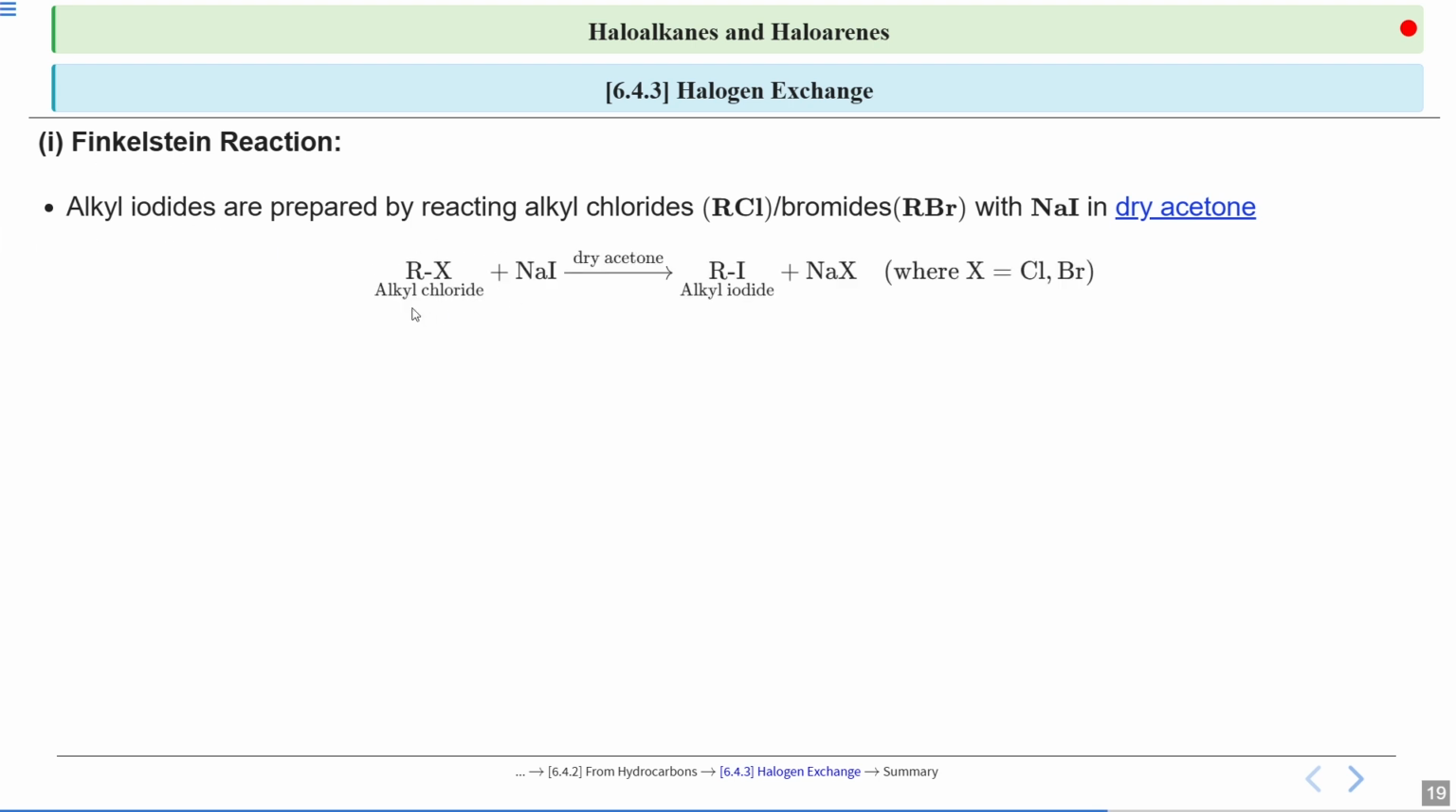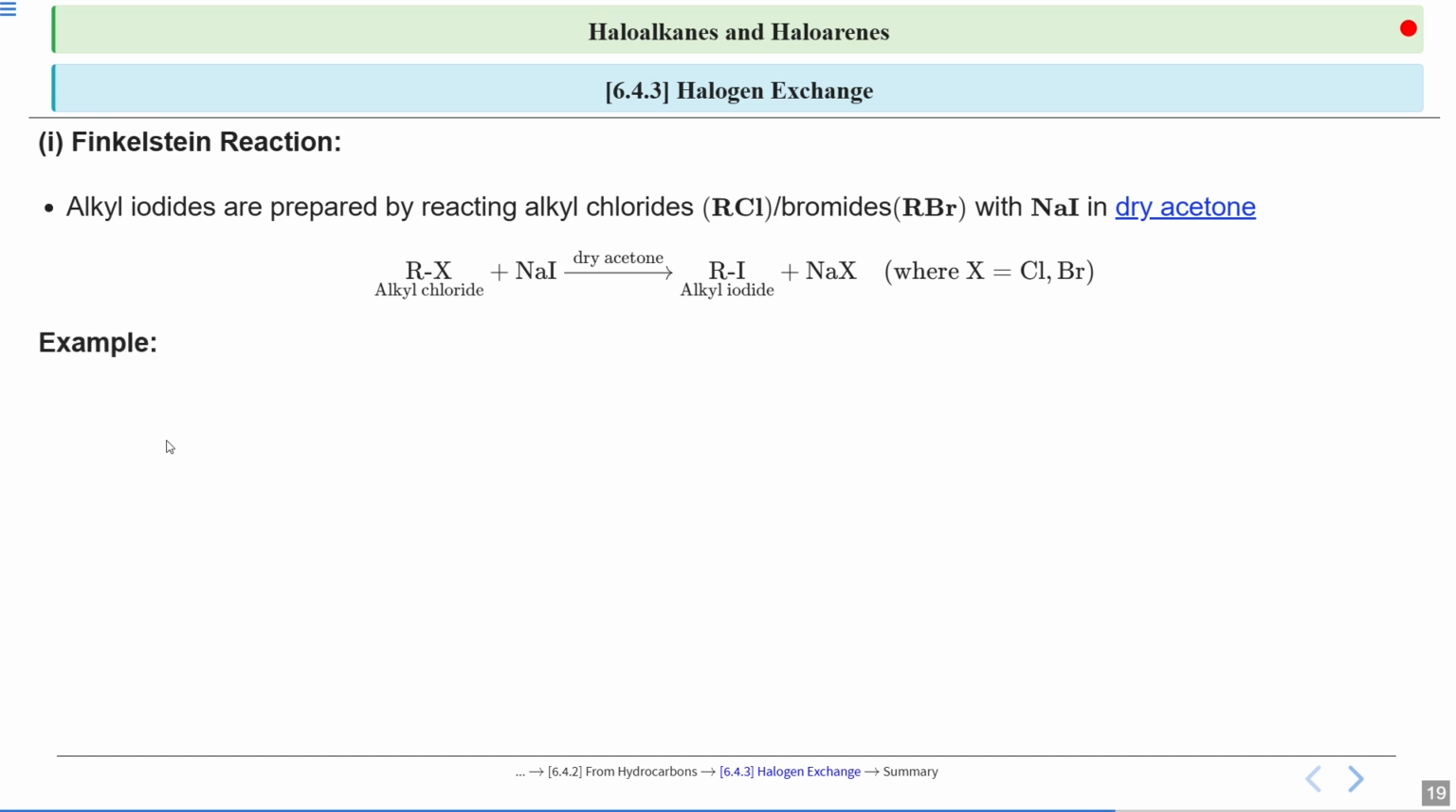So we take an alkyl chloride or alkyl bromide; this X can be chlorine or bromine. This reacts with sodium iodide in the presence of dry acetone, and you get alkyl iodide as your major product plus sodium halide, either sodium chloride or bromide, as your side product.